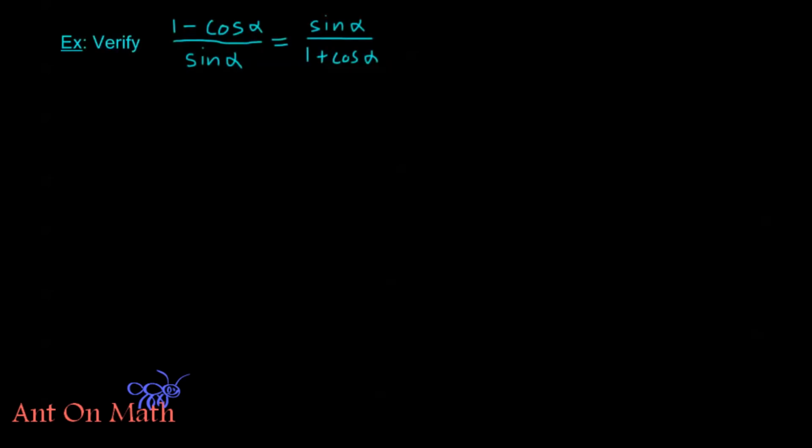So first, verify that 1 minus cosine alpha over sine alpha is equal to sine alpha over 1 plus cosine alpha. We can start with either side. I'm going to go ahead and start with the left-hand side, 1 minus cosine alpha over sine alpha. Okay. Now there's no cancellation here. There's no real identities that we can use right now because we don't have any cosine squareds or sine squareds or anything like that.